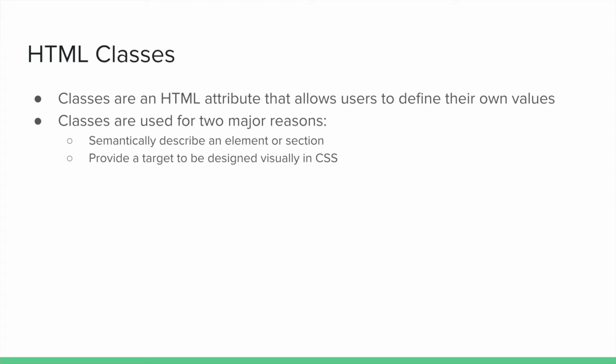HTML classes are a specific type of attribute that allows you to define your own values. So you can name them anything you want. Classes are super helpful in that way because they're super flexible, right? Classes are used for two major reasons. They're used for many more than this, but just the two that I want you to keep in the back of your mind: one, to semantically describe an element or a section, and two, to provide a target to be designed visually in CSS.